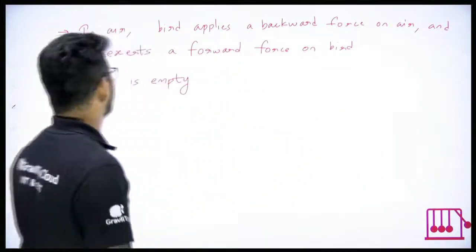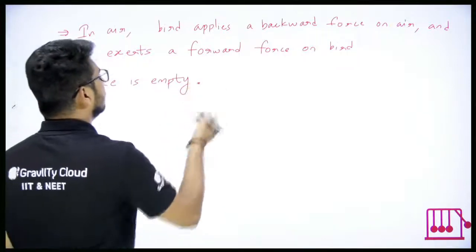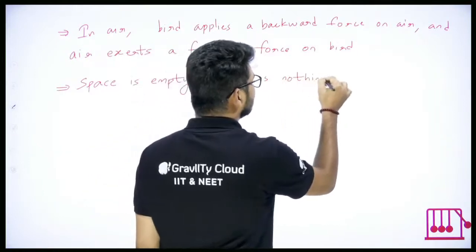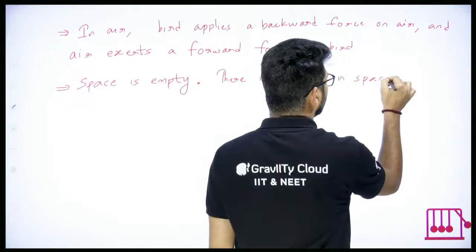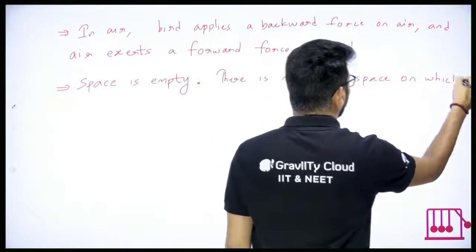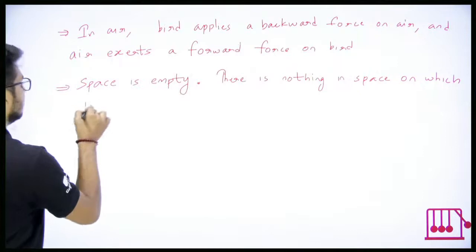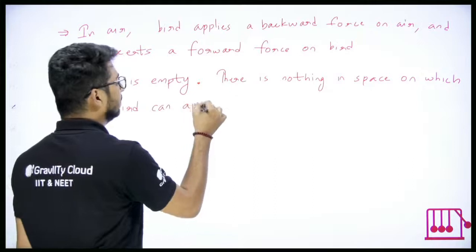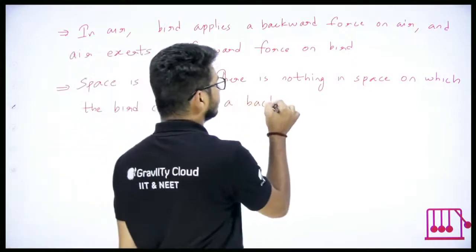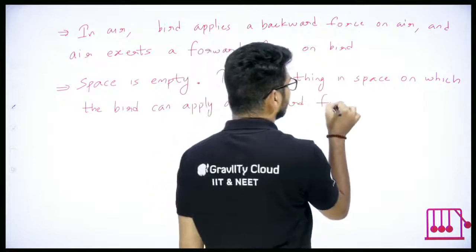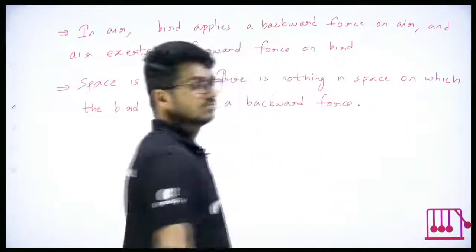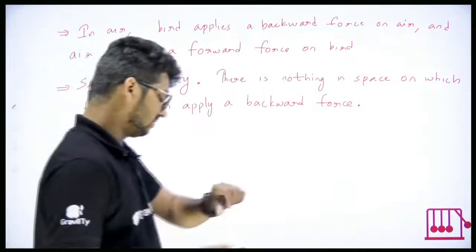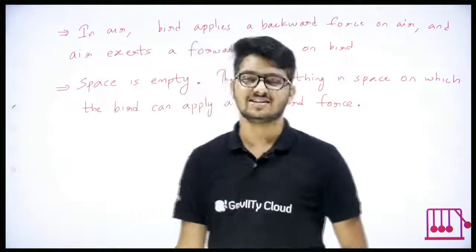In space, or space is empty, so there is nothing in space on which the bird can apply a backward force. Simple. So that is the reason why birds cannot fly in space.